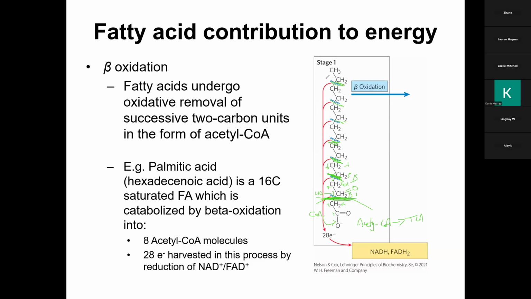And so now you kind of see why it's usually even, because if it was odd, then you'd be stuck with 3 carbons at the end. But that's why it's always even, because you remove 2 at a time during beta oxidation.